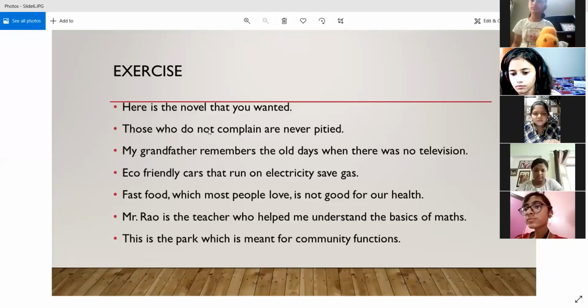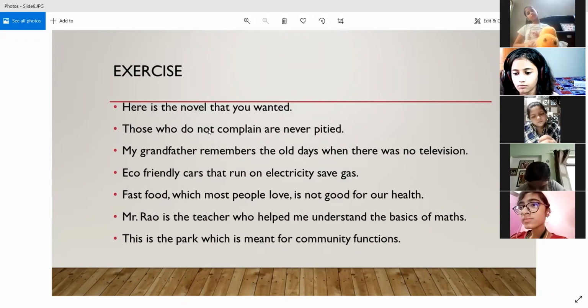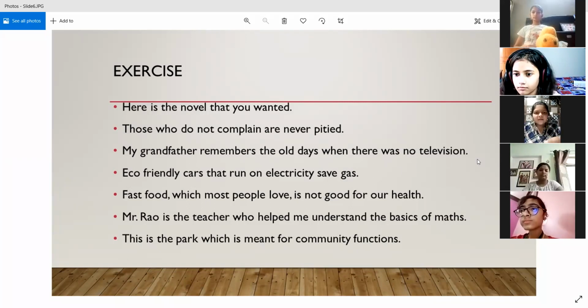So this is the exercise on adjective clauses. You have to find which part of the sentence is the adjective clause. We are going to start with Mahi because I think in the previous class she did not get the opportunity. So we are starting with her.